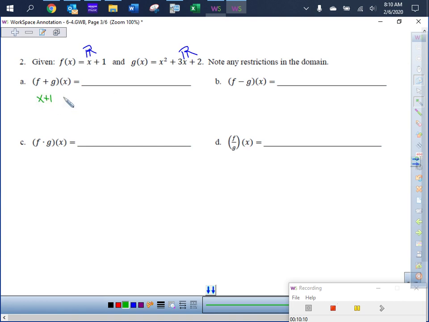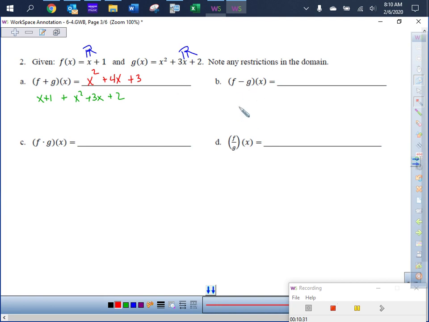So let's add these together. This is x plus 1 plus x squared plus 3x plus 2. And then we just combine like terms. And let's put it in standard form. Let's put the squareds first. Then we have 4 x's. And then we have 3 constants. Right? And nobody gets kicked out of this either. When they played that game, nobody went downstairs. No even radicals showed up or anything like that. So everybody's still cool. No restrictions in the domain.